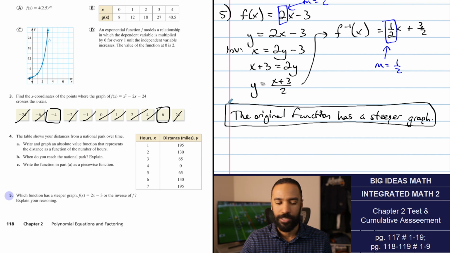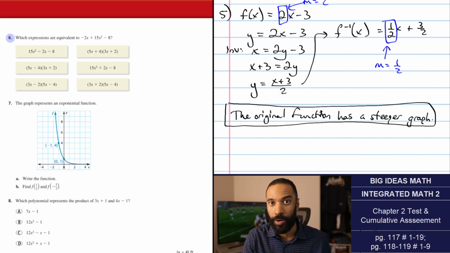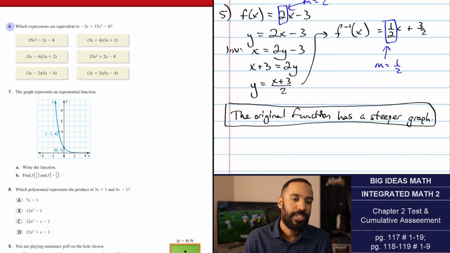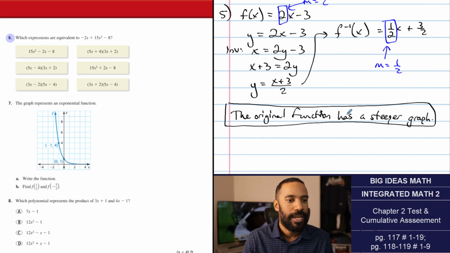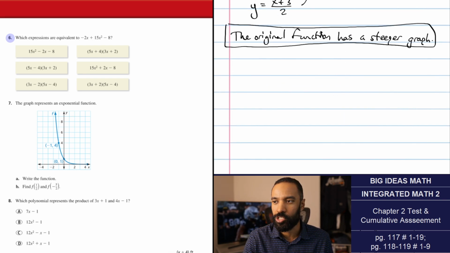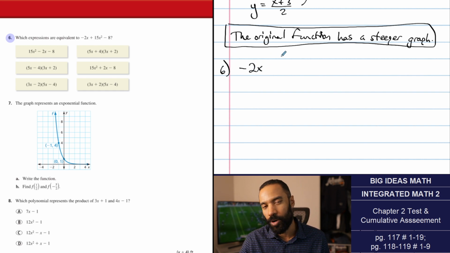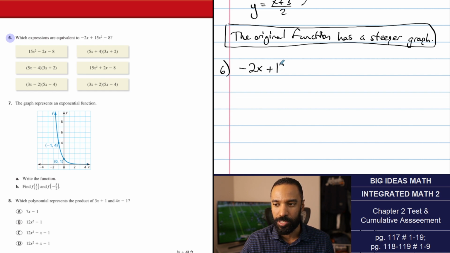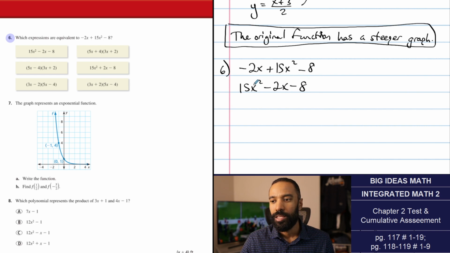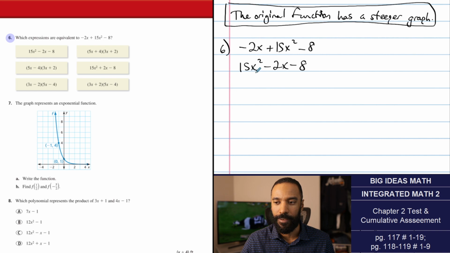4 more questions. That would have been out of, once again, 1.3. Number 6. Which expressions are equivalent to negative 2x plus 15x squared minus 8? Okay, first thing I'm going to do with this one is I'm going to factor on my own, which also means I'm going to rewrite this in standard form, and then we'll see if we find anything equivalent based on that. So standard form, I should say, is 15x squared minus 2x minus 8. Now, as you can see, the leading term is positive. There is no GCF as well, so nothing to factor to start with. Let's go ahead and keep moving forward.